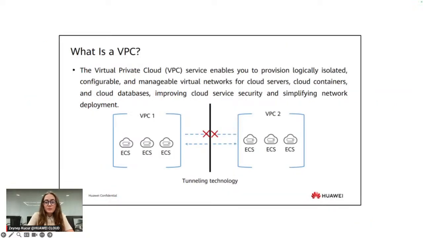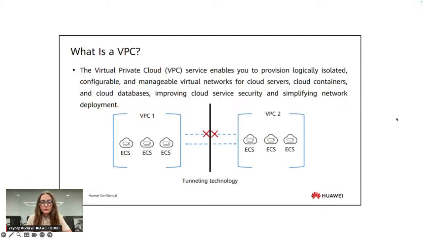So, what is a VPC? A VPC is a service that allows you to create isolated networks within the cloud. So in the cloud, you create your own network. You isolate it, and that is your own network. This is the main purpose. You can create subnets in the VPC you have created.